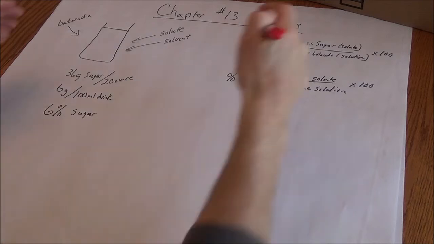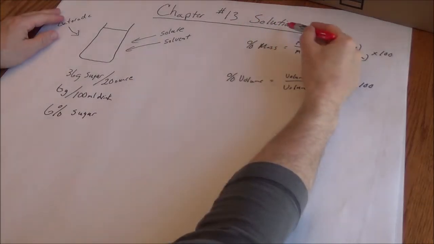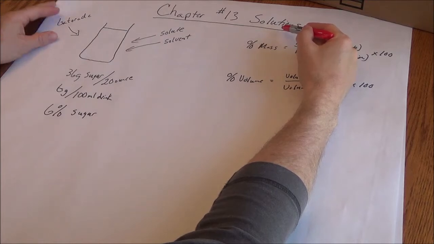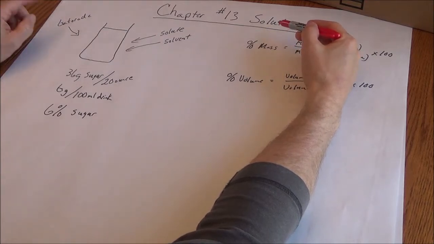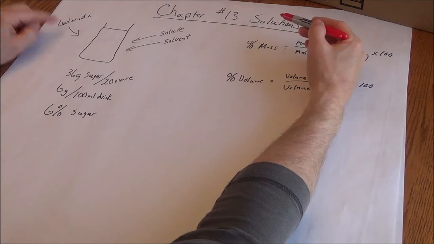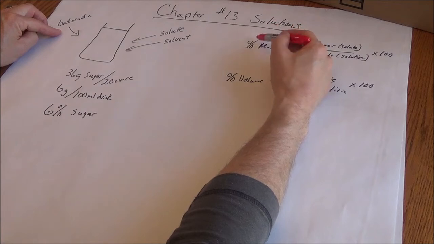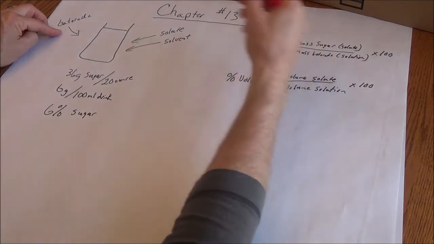A solution by definition is a homogeneous mixture. Homogeneous simply means that it's evenly stirred. For our first example today, we're going to talk about yellow Gatorade, or it really doesn't matter what color it is, but Gatorade. Gatorade is a solution because it's evenly stirred. It's a homogeneous mixture. It's a solution.